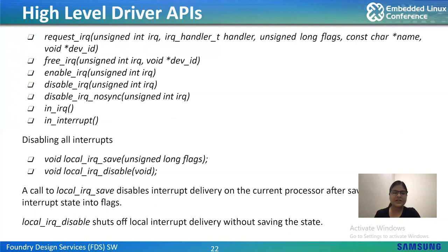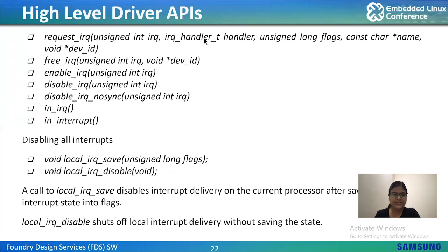Now we will understand a few generic interrupt APIs that can be called from a device driver directly without the need to know how they are implemented. First is request_irq, which adds a handler for an interrupt line. Here, irq, the first parameter, is the interrupt number. The second parameter, handler, is a function pointer to the actual interrupt handler that will service this interrupt.